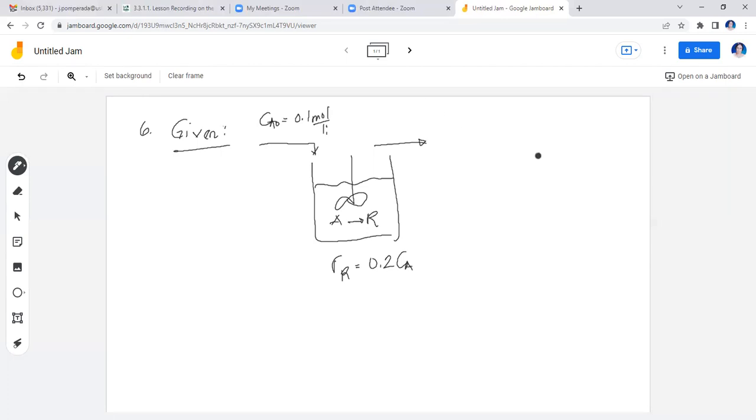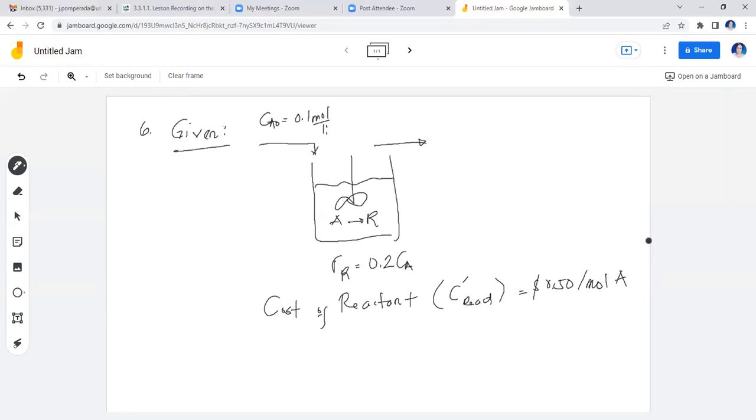And then another one, John Albert Villarosa. The cost of reactant is 50 cents per mole A. So we'll define this as C prime reactant. The cost of reactant, C prime reactant, is 50 cents per mole of A.